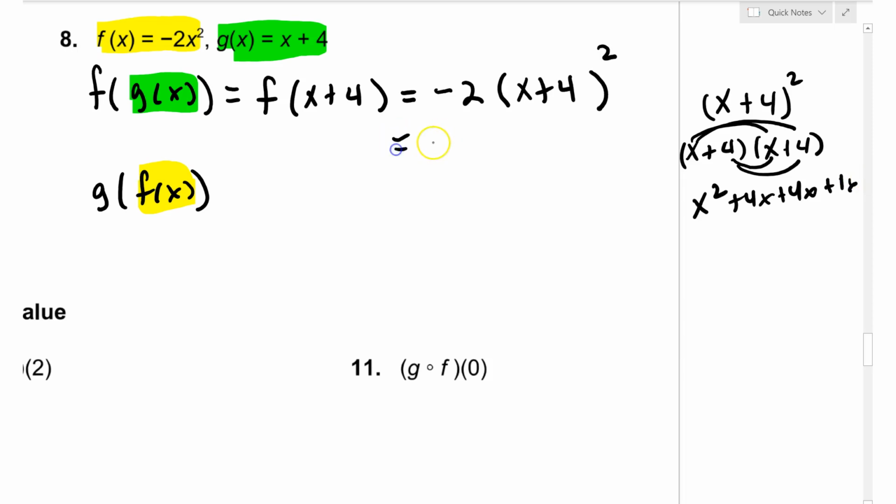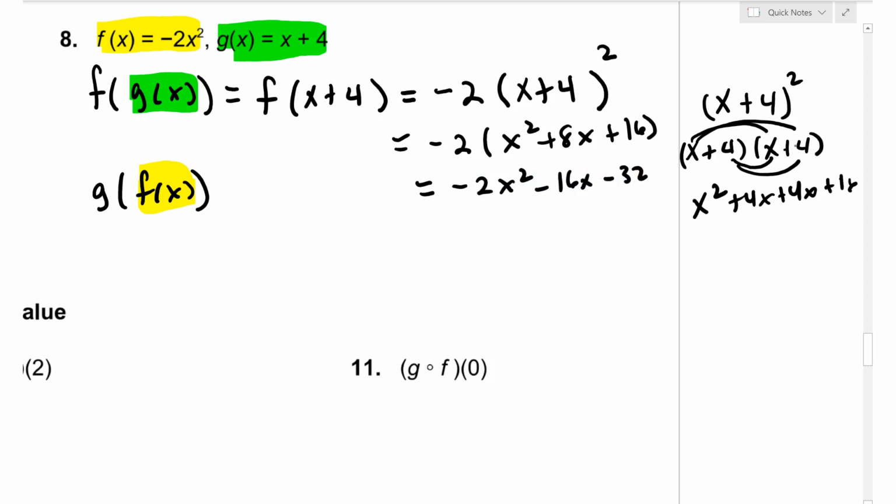So what you have in here is negative 2 parentheses x squared, and then 4x plus 4x gives you 8x plus 16. You still have to distribute the negative 2. Negative 2x squared minus 16x minus 32. Okay?